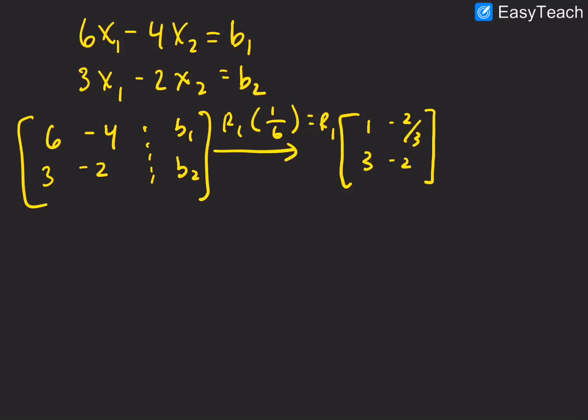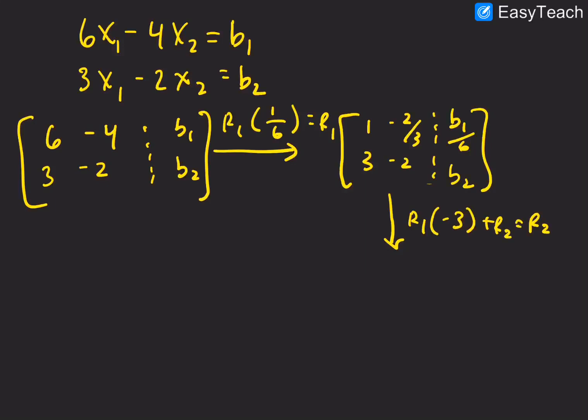Okay. Oh, I forgot my b's. That'll be b1 over 6, and b2 by itself. Cool. And then I'm going to go down here. I'm going to apply R1 times negative 3, add that to R2, and it's going to get us our new R2. So that matrix will look like 1, negative 2/3, 0, 0, b1 over 6, and negative b1 over 2 plus b2.